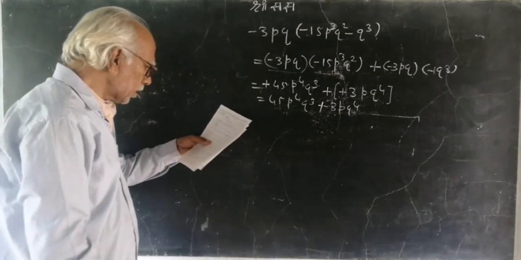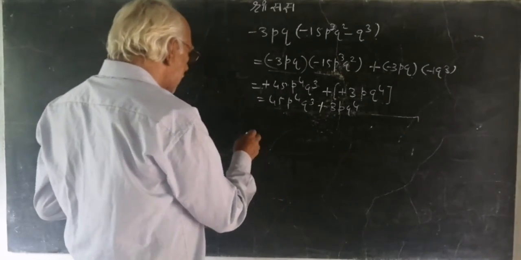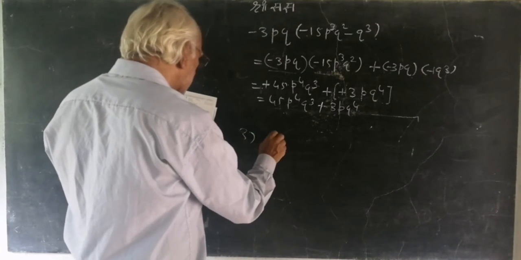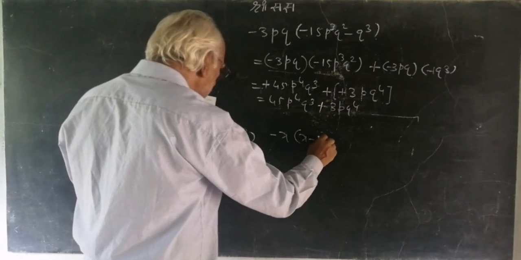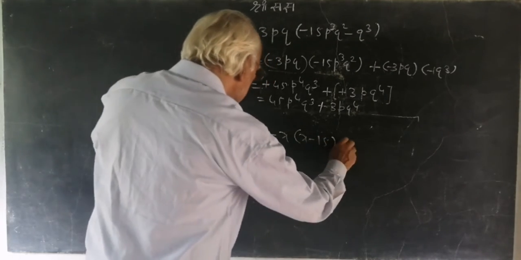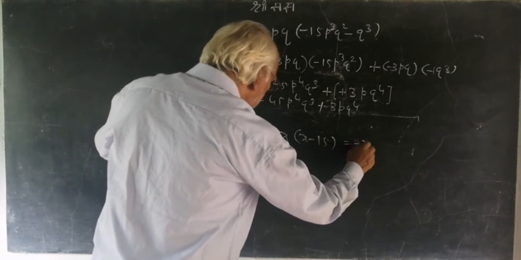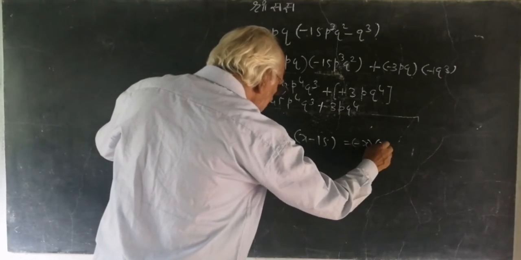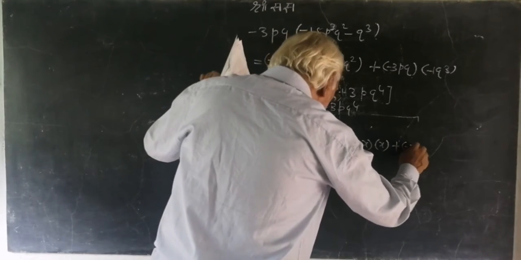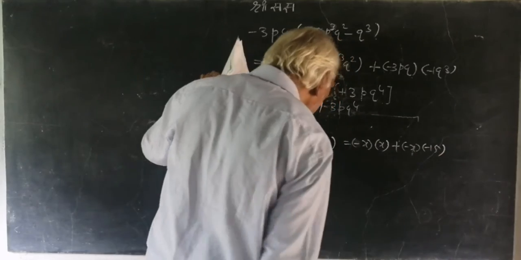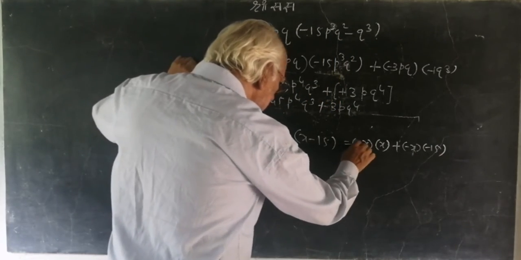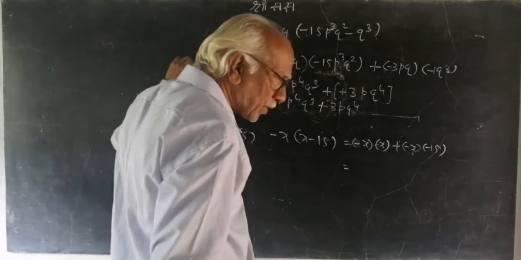Now we can move to one more sum. That is the third one, minus of x into bracket x minus 15. Again distribute here. The first is minus of x into x, and the second is plus of minus of x into minus of 15. Again we go through one by one. Here it is minus and here it will be plus.